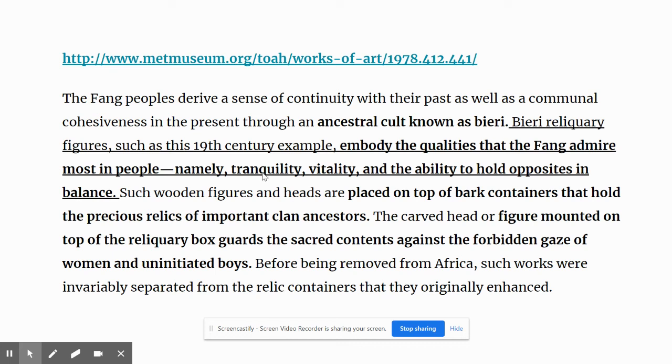And so the idea here is that it's a piece that emphasizes holding opposites in balance, which would have been a desired ability. And as I've already mentioned, it guards the relics of ancestors, to keep them from being looked at by women and uninitiated boys. The pieces were also used in initiation rituals of young men, rituals that brought them into manhood. The pieces were also used in some of those ceremonies as well.